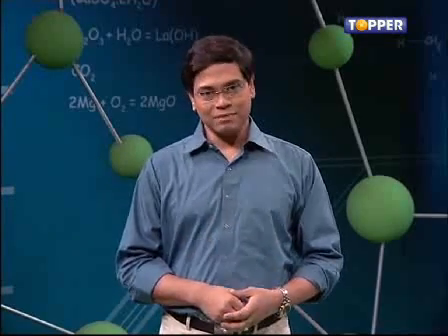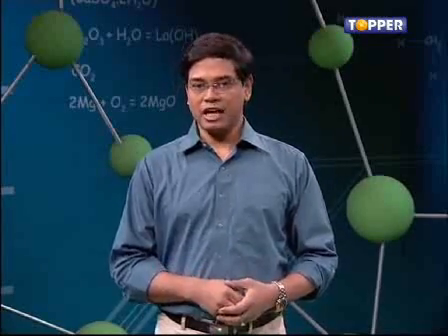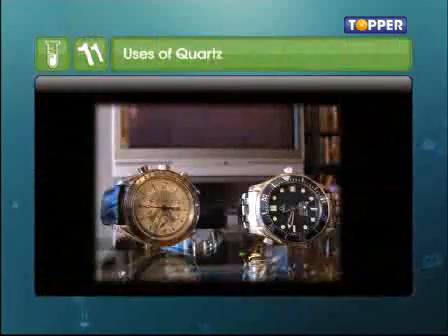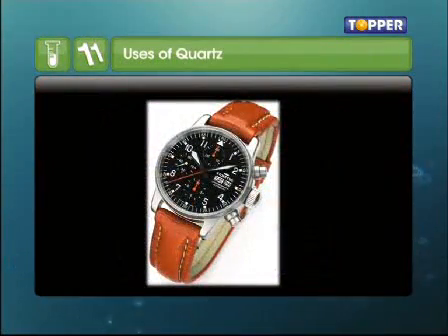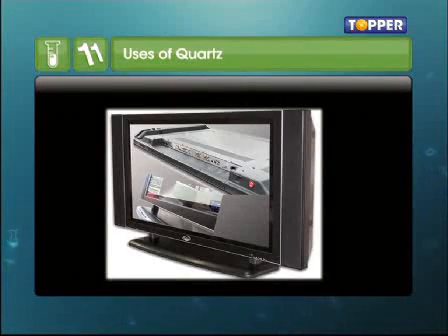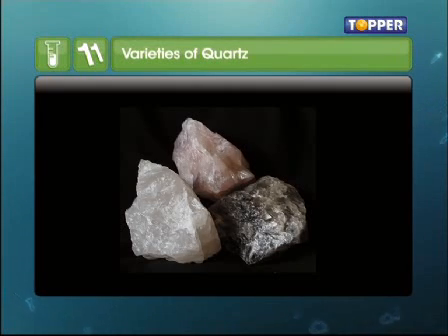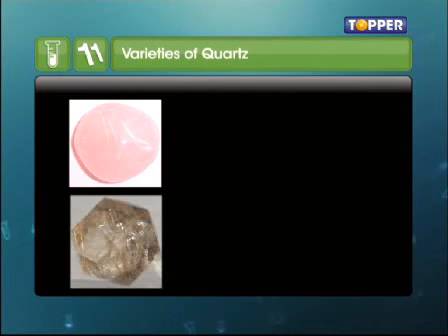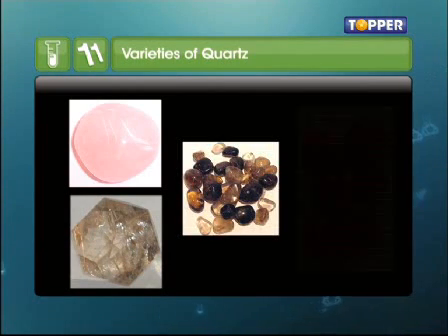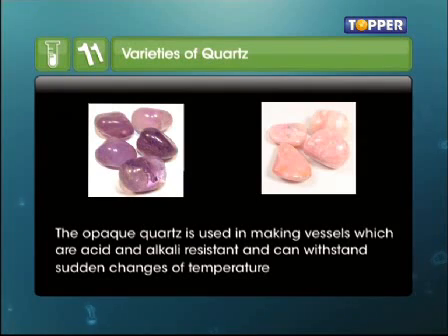Well, quartz is extensively used as a piezoelectric material, that is, the materials that produce electrical charge when mechanically stressed. But do you know that it was quartz that made it possible to develop these extremely accurate watch, modern radio, television, broadcasting, and mobile radio communications? The colored varieties of quartz are also used as gems such as rose quartz, rutilated quartz crystal, smoky quartz, jasper, amethyst, and opal. The opaque quartz is used in making vessels which are acid and alkali resistant and can withstand sudden changes of temperature.